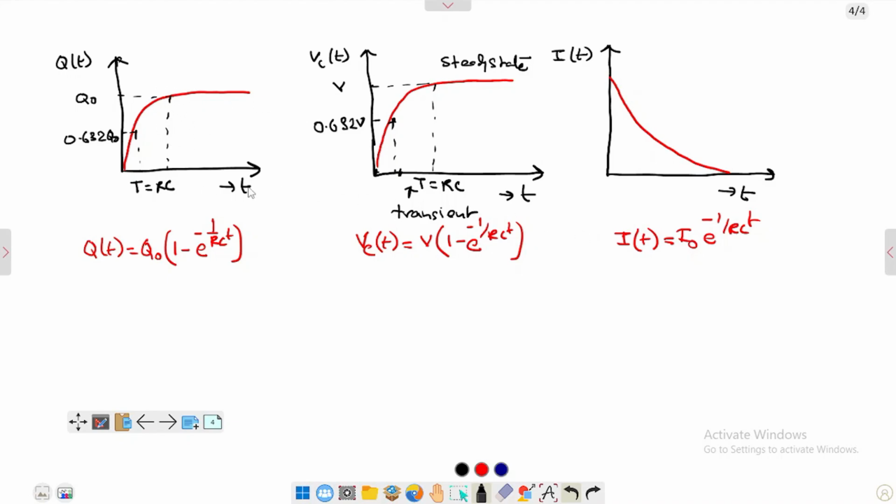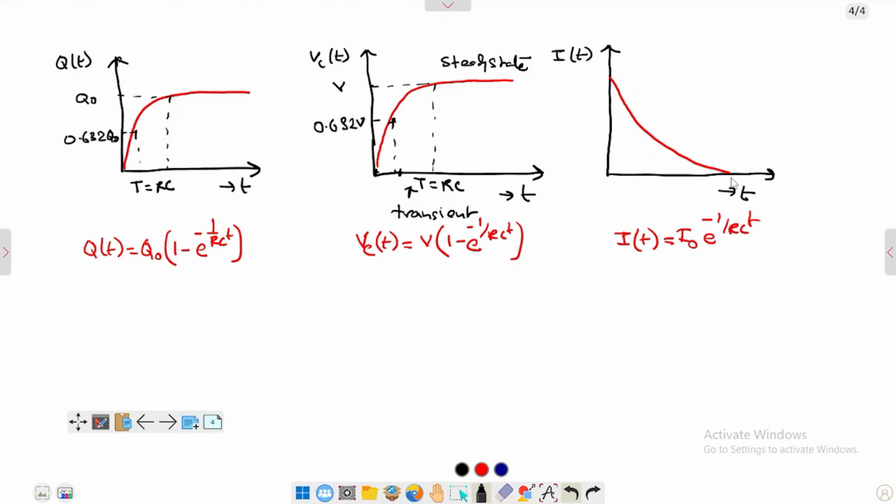Now from the above three equations, what I'm seeing here is that at steady state, the voltage across the capacitor becomes maximum, and the current becomes zero. So we can conclude from the above calculation that at steady state, in an RC circuit, the capacitor becomes open circuited and the current flowing through the capacitor becomes zero.